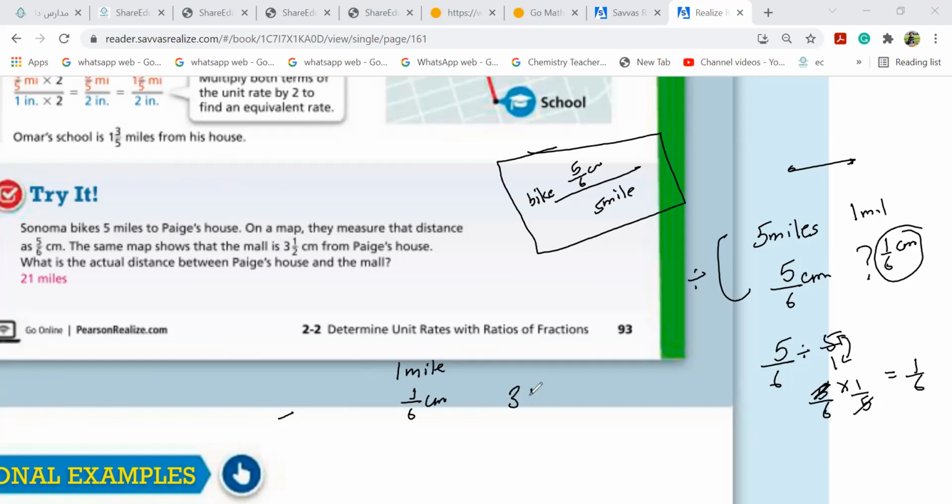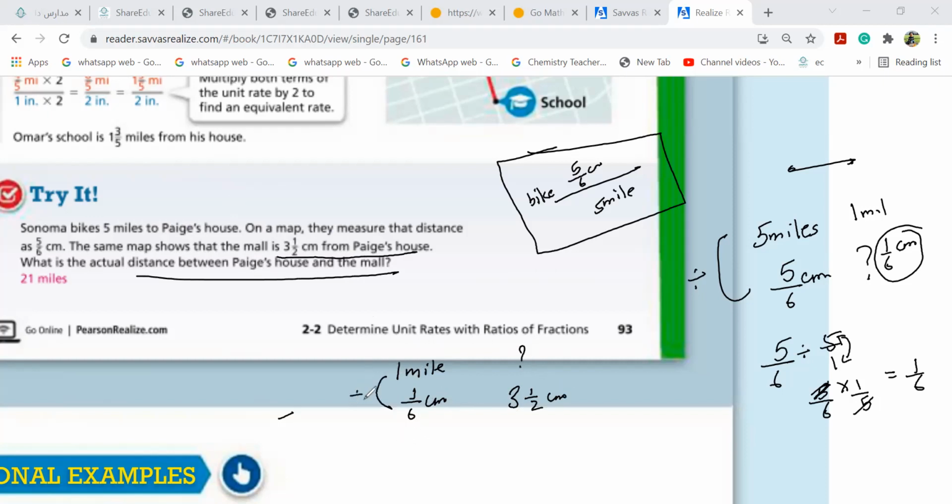So they're asking you, 3.5 centimeter is from Pega's house to the mall. They're asking you the distance between Pega's house and the mall. So 3.5 centimeter is how much? How do you do this, girls?